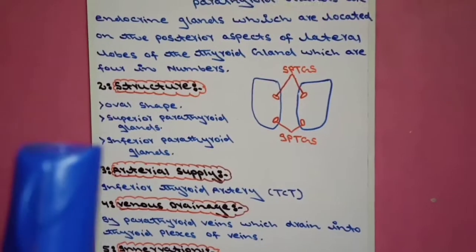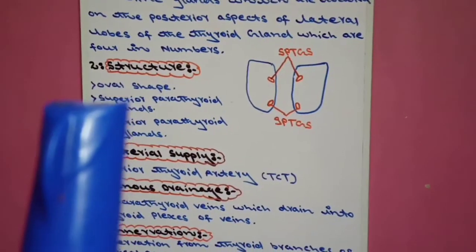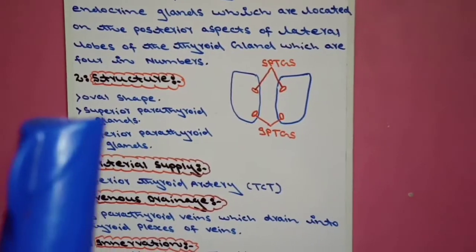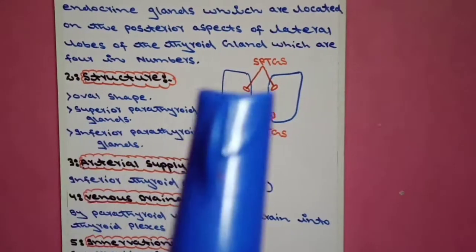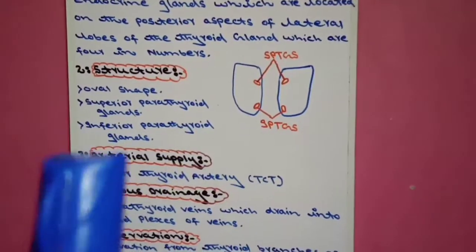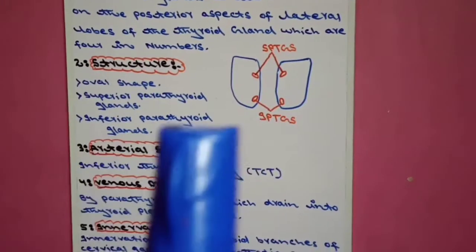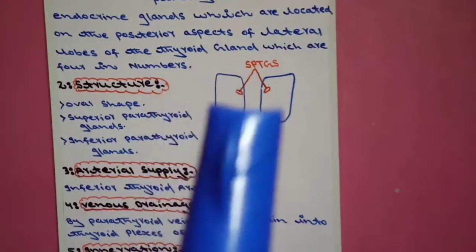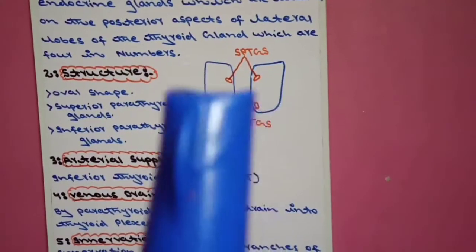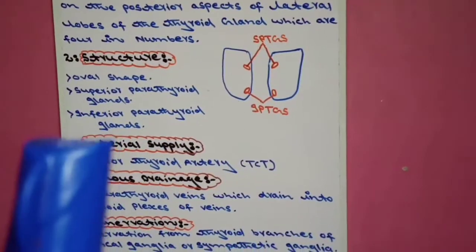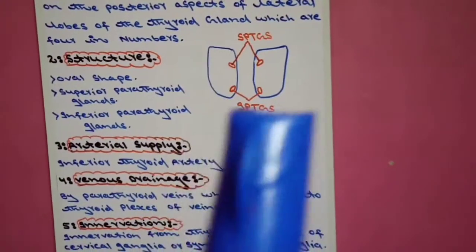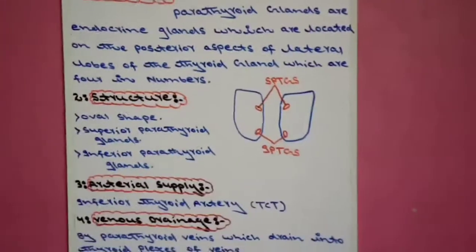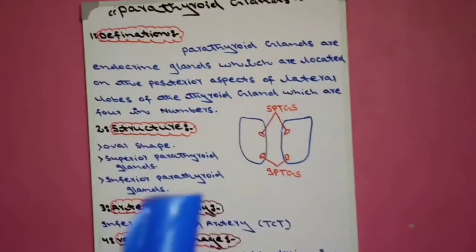Structure: parathyroid glands are of oval shape, and 2 are superior parathyroid glands and 2 are inferior parathyroid glands. Because the superior parathyroid glands are present superiorly, they are called superior parathyroid glands, and the 2 present inferiorly are called inferior parathyroid glands. This is the structure of parathyroid glands.